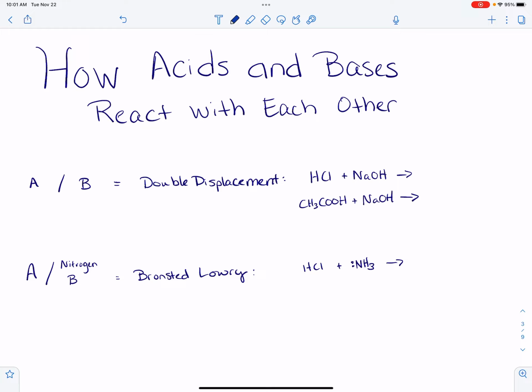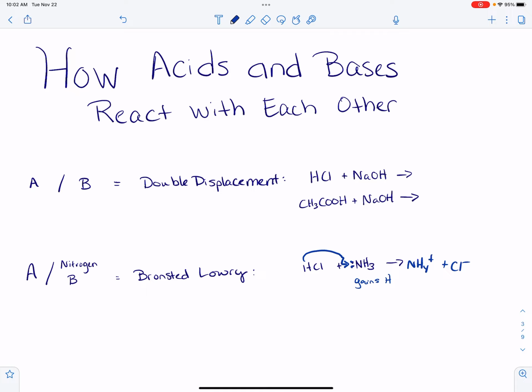So remember, when you've got a nitrogen group right there, that nitrogen group is the one that's going to need or accept the H. So anything with a nitrogen behaves like I'm demonstrating. You've got the NH4 plus, and then you have the Cl minus. So it gains an H.